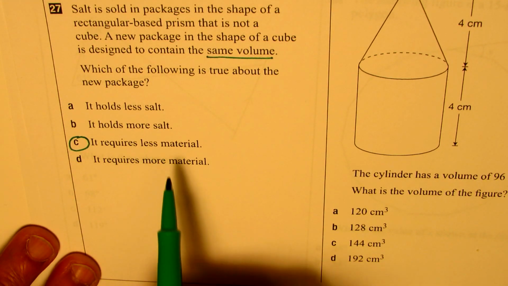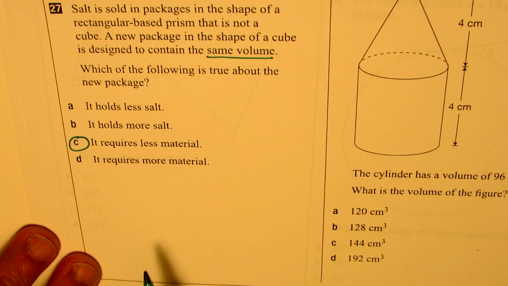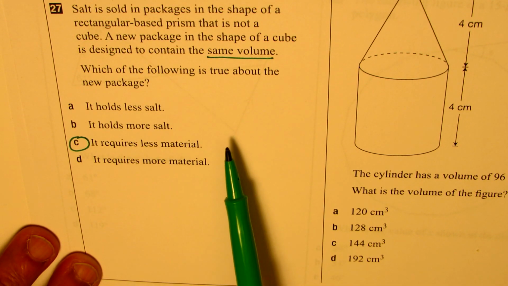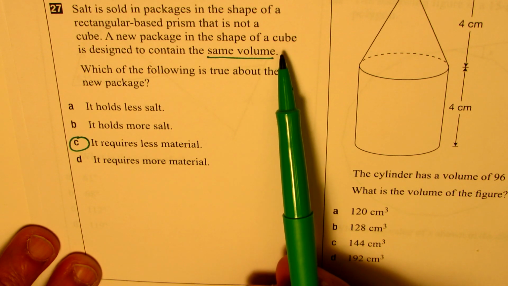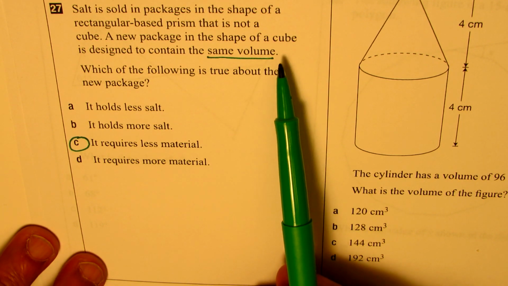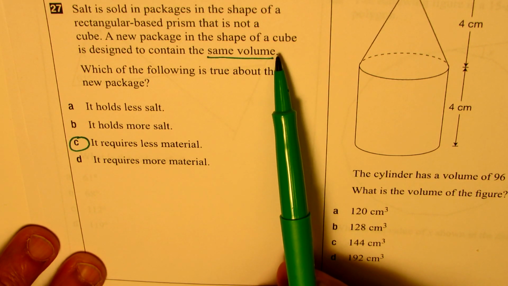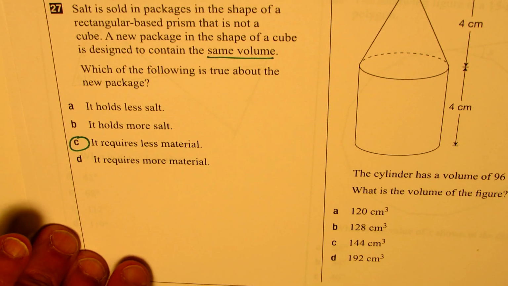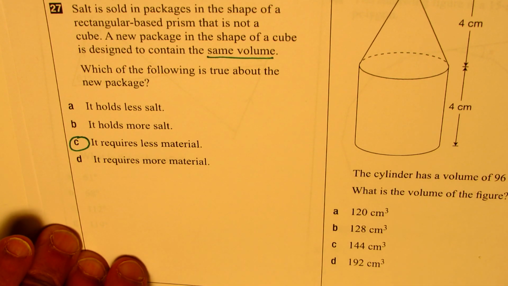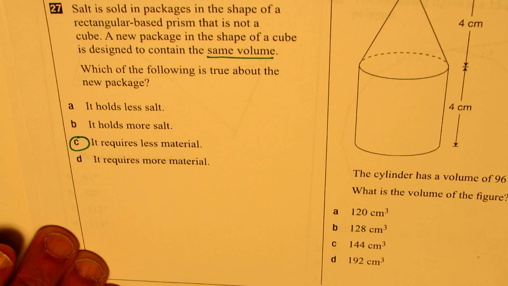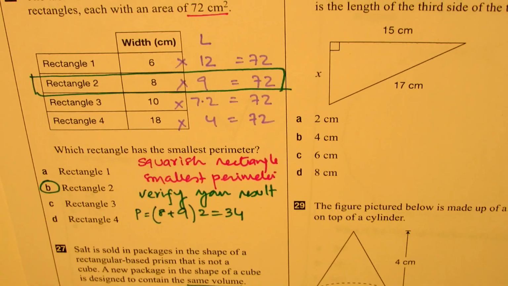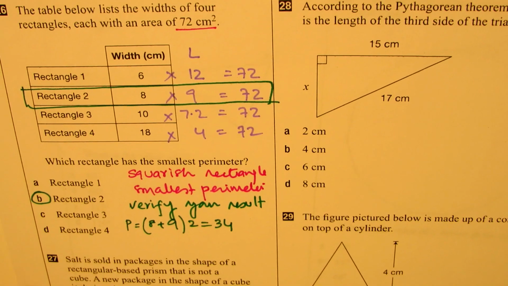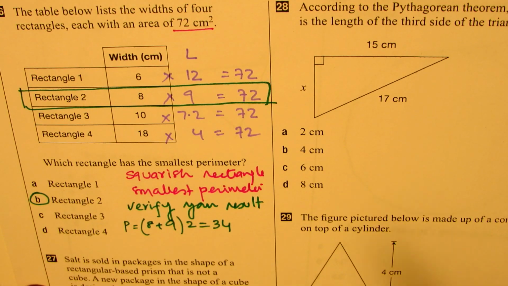From the same concept as we did in the previous question, if you make it squarish, in this case it is a cube, it will have minimum material. That is important, and that's why most of the things you see are in the shape of a cube, where material is of concern. Now let's look into the next question, which is 28.